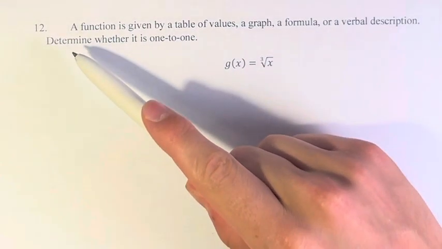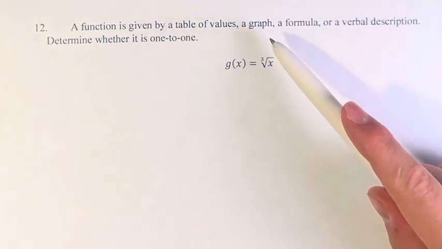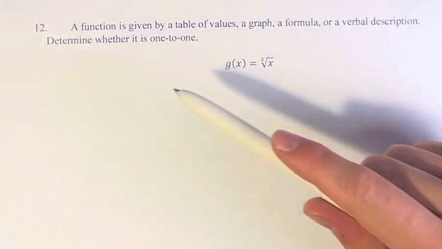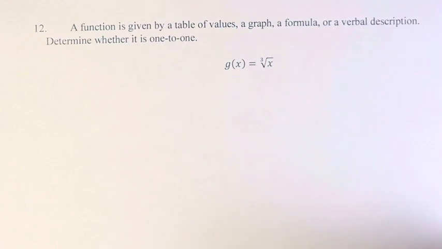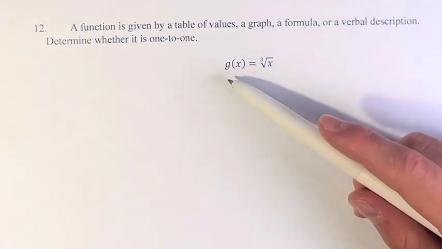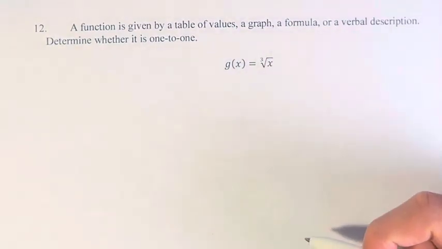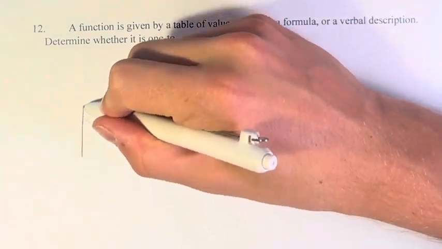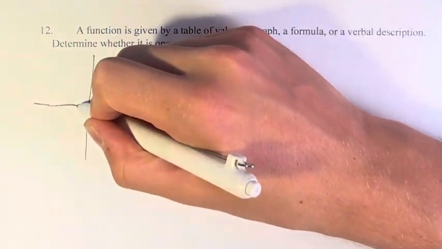In this problem, we're told that a function is given by a table of values, a graph, a formula, or a verbal description, and we're asked to determine whether it is one-to-one. So in this problem, we have the function g of x is equal to the cube root of x. So what we do is we're going to graph this function.